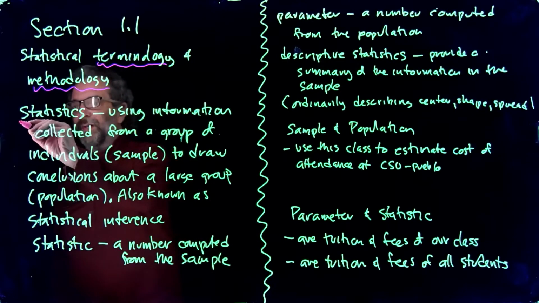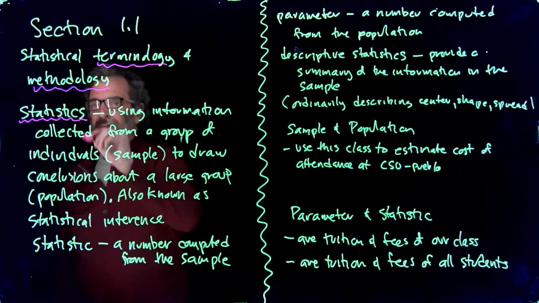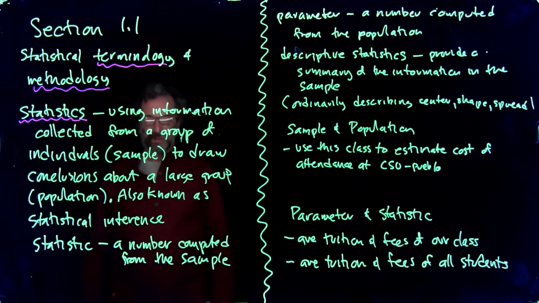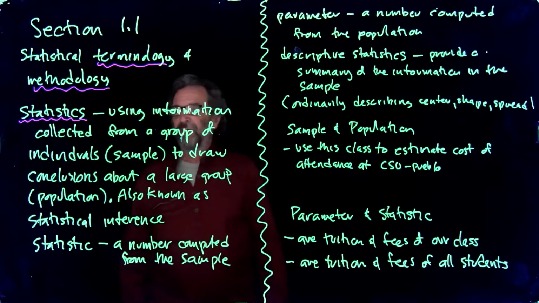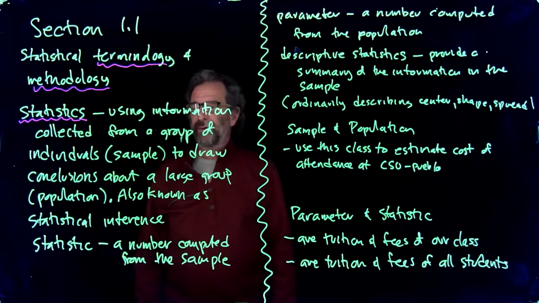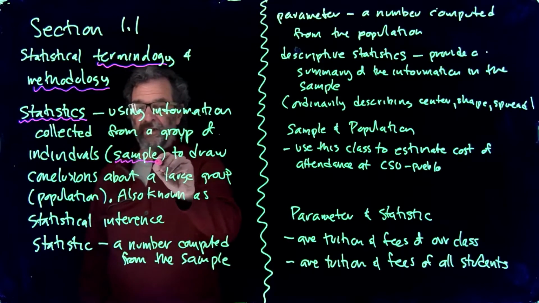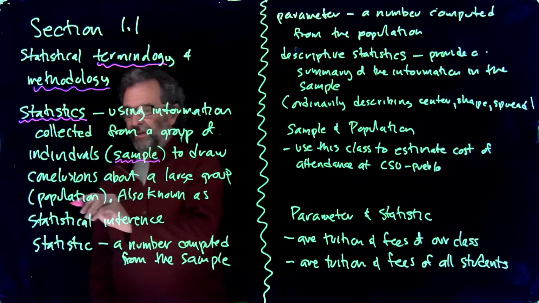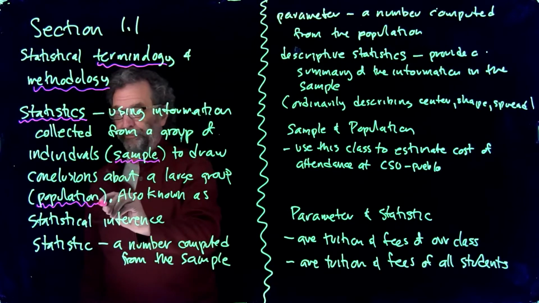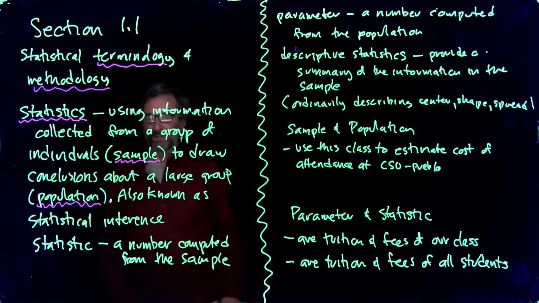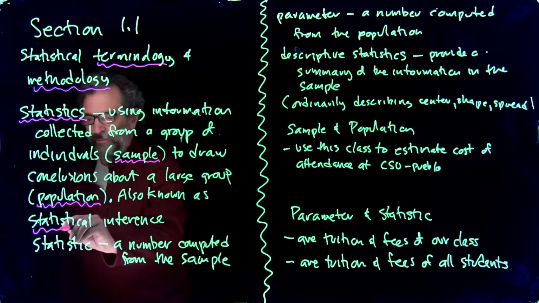First thing is, well, what is statistics all about? There's different definitions, but the one we're going to use here is using information collected from a group of individuals called the sample to draw conclusions about a large group called the population. This is also known as statistical inference.